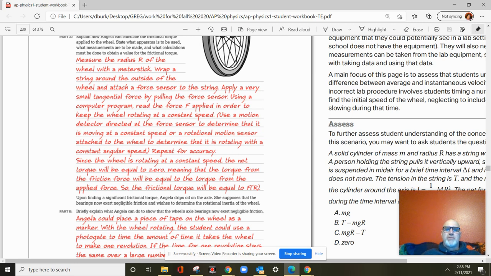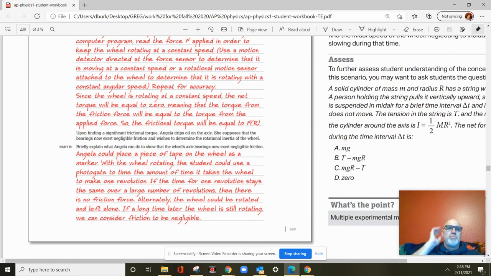Use a motion detector. Same thing. It's a magic box. It sends out ultrasonic signals that bounce off the object and bounce back, just like a bat that hears, or a radar gun that the police use. It tells you how fast something's moving. Motion sensor. Repeat for accuracy. You can always say that. You might get a point.